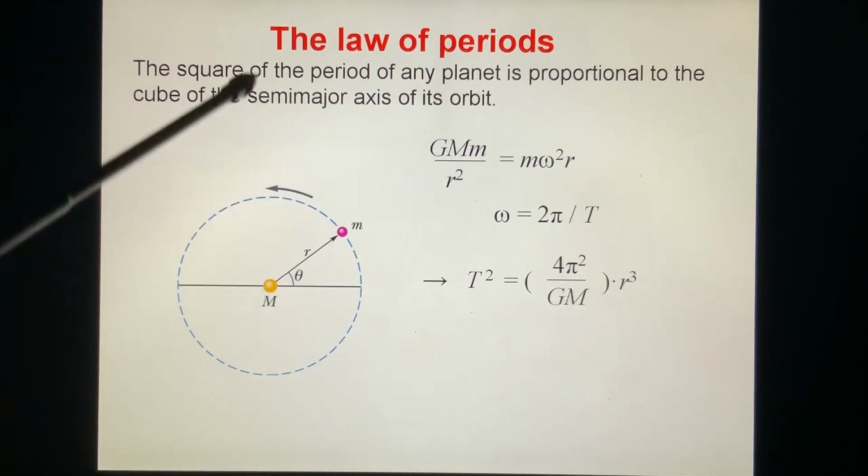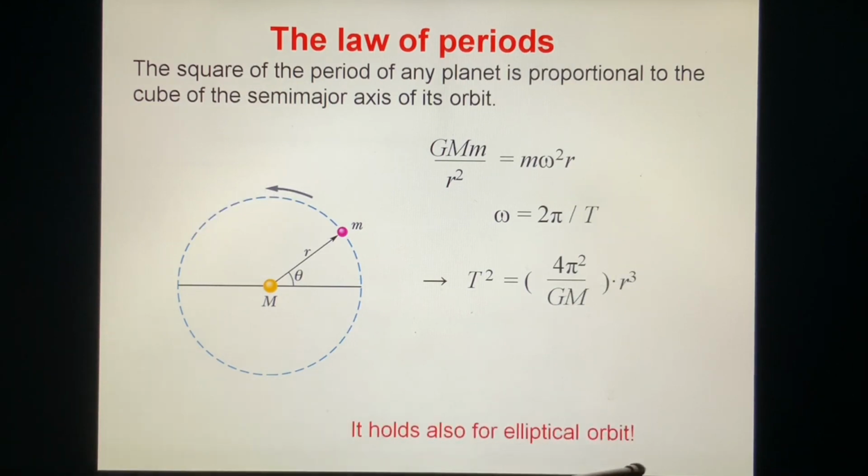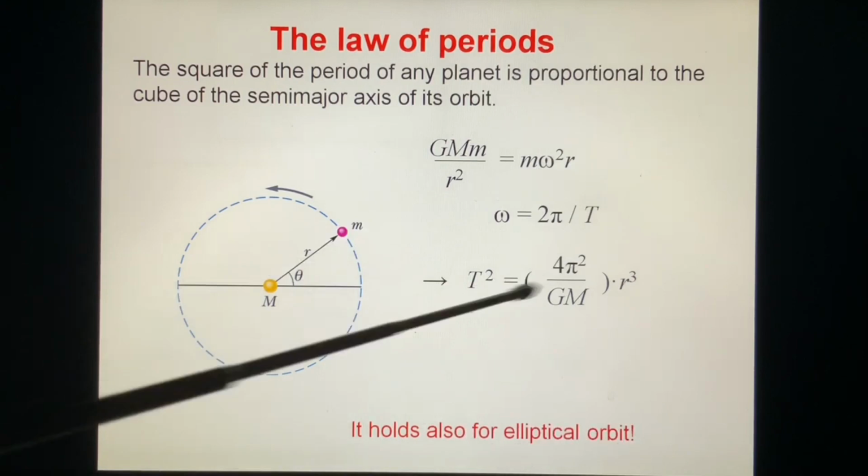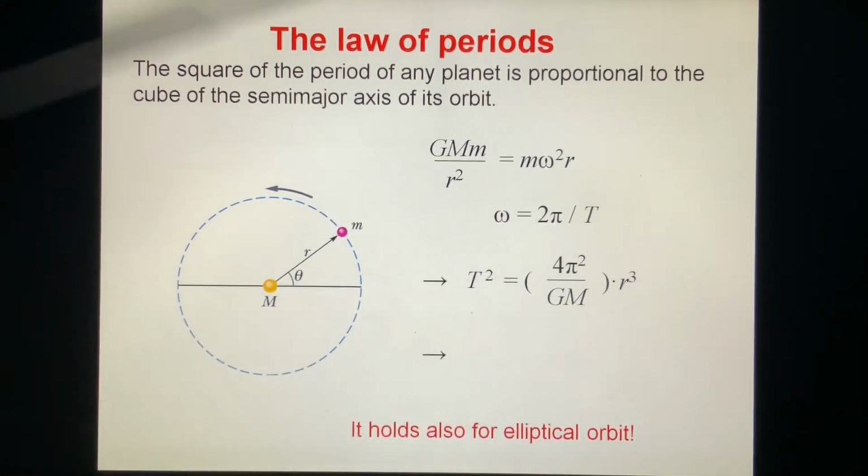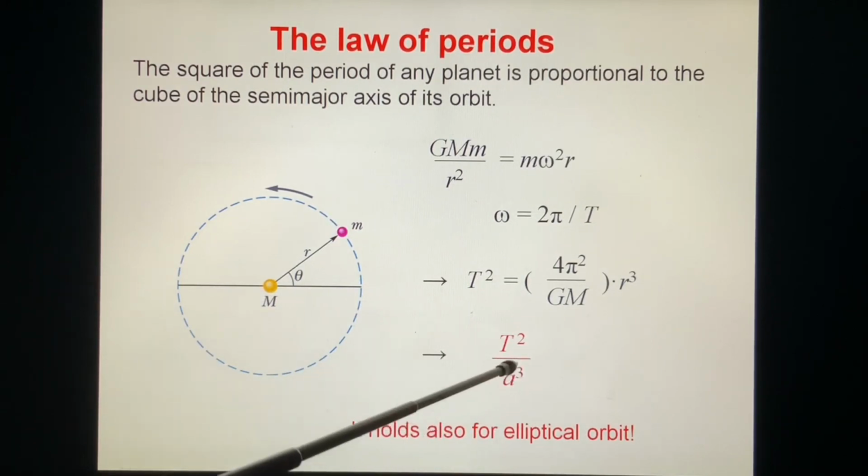This is for a circle. If it is an elliptical orbit, then we use the semi-major axis a and replace r with it.